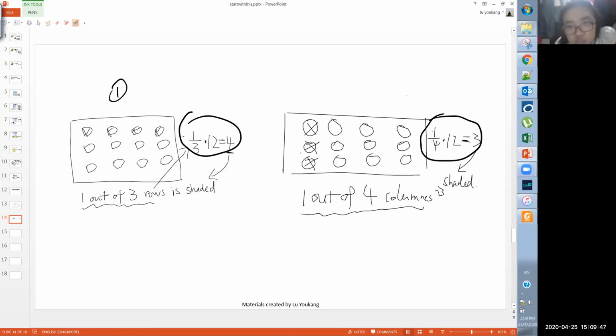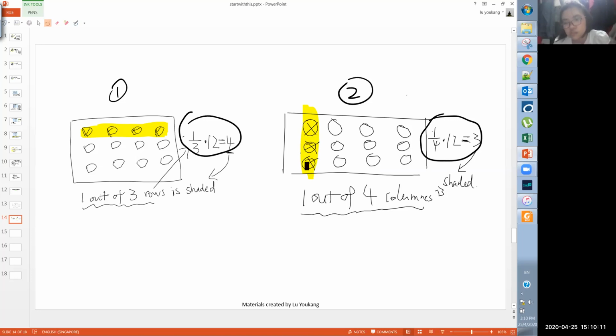The picture 1, right? We are looking at the same picture, but we are looking at it horizontally. Okay? We are looking at it horizontally. For the second picture, we are looking at it vertically.